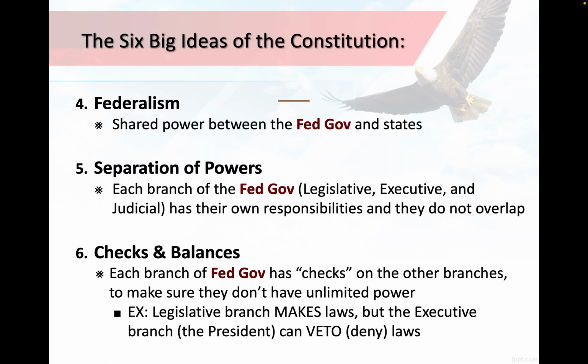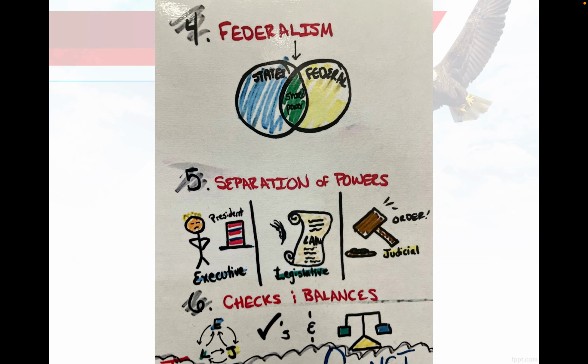And these three are all about how our federal government, and specifically our branches, work, or our branches connected to the states. So for these three, I do also have pictures. So for federalism, I like to draw a Venn diagram, one side being states, one side being federal government, and in the middle is their shared power.